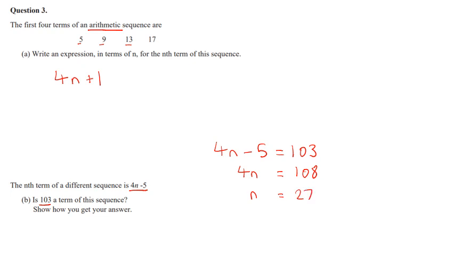Now that is a whole number. What that is actually telling us is that 103 is the 27th term in the sequence. Okay, so as a conclusion we can write yes, it is the 27th term. And this is really important to show that you're understanding what you're doing.